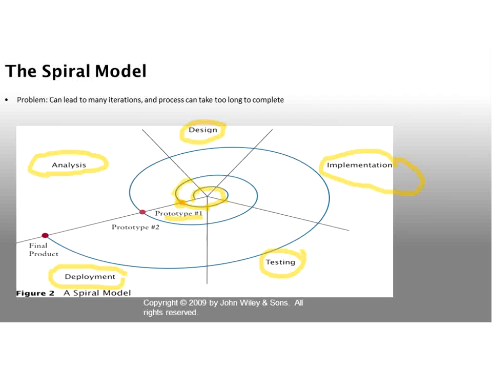So again, the next cycle will begin. This is our second cycle. Here we have the analysis phase, then design, implementation, testing, and deployment. Once this phase is complete, we get the second prototype. Again, this prototype is given to the end user. Then the next phase starts, which again follows the same steps as you can see over here, and you will get the final product.